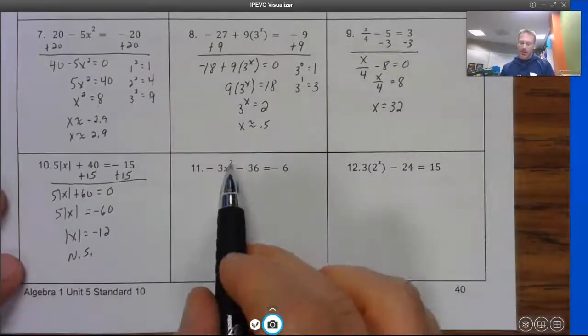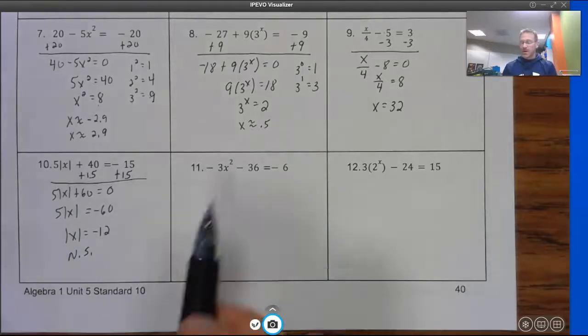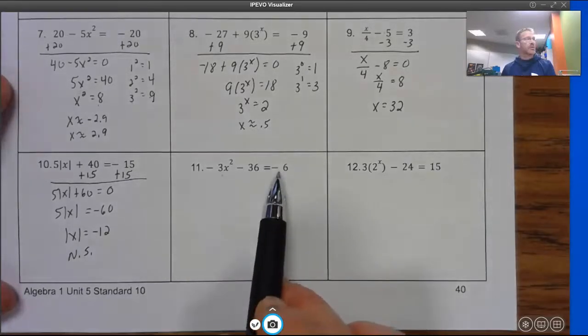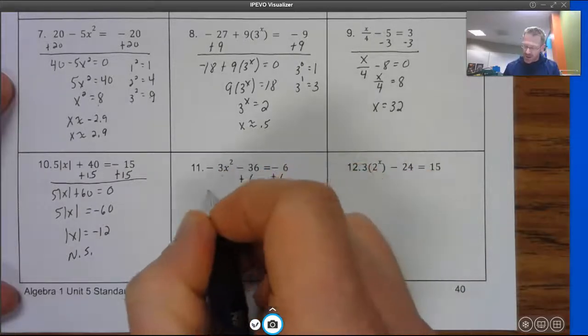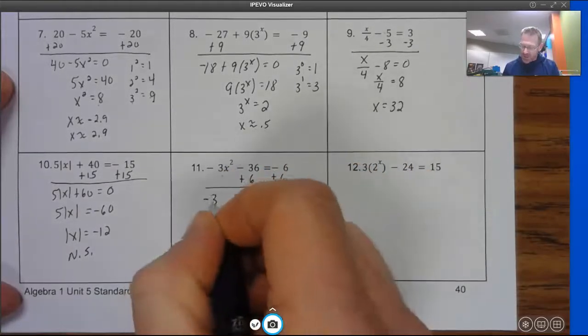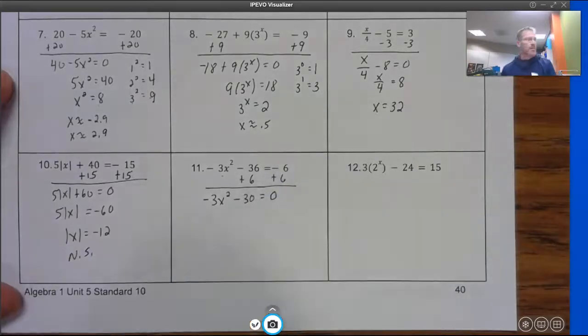All right, x squared. So this is a quadratic. I'm expecting 2 solutions. Now, look at my problem. It's not equal to 0, so I want to make it so. So I'm going to add 6. Once again, looking for that number, it's right here. I'm going to add 6 again. So negative 3x squared minus 30 equals 0.